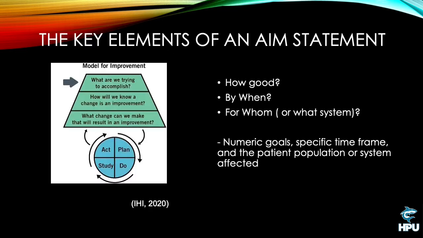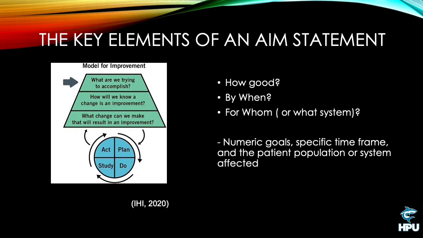The key elements of an aim statement. An aim statement is the answer to the first question in the Model for Improvement: What are we trying to accomplish? A good aim is specific, measurable, and addresses these questions: How good, by when, for whom.